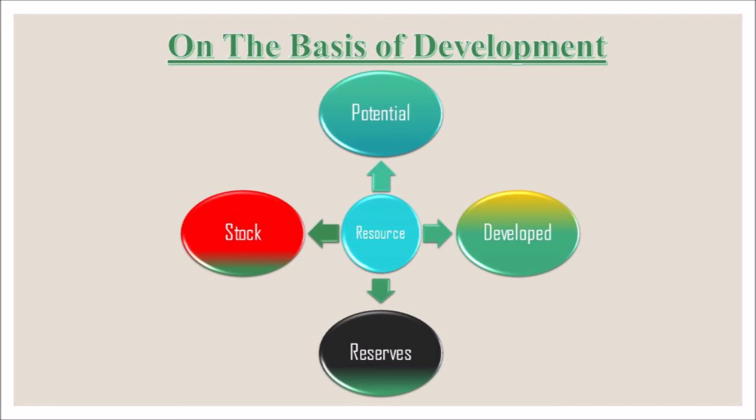Children, the last type of resources are on the basis of status and development. And these are further broadly classified into 4 categories. First one, potential resources. Second one, developed resources. Third one, stock. And number 4th one, reserves. So, first one, potential resources. Potential resources are the ones which are found abundantly in our area but have not been utilized by us properly.